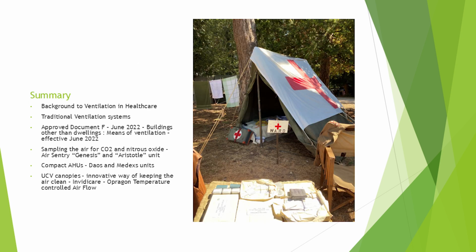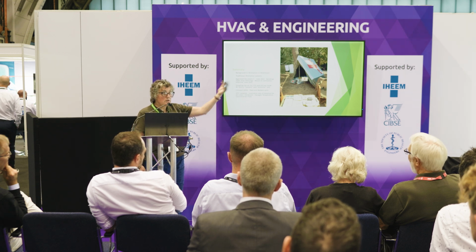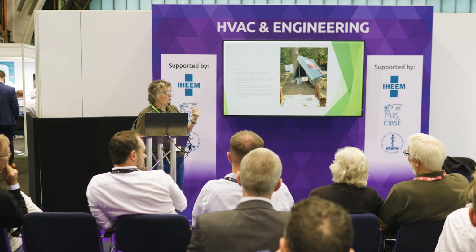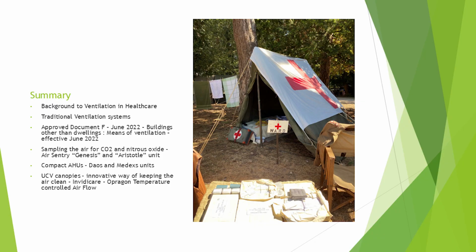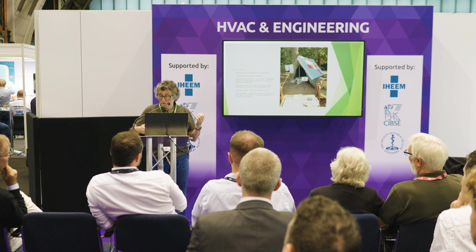So in summary, we had a whistle-stop tour of a background to ventilation in healthcare. We had a quick look at some traditional ventilation systems. Approved Document F, which is the legislation as applies to ventilation. Sampling the air for CO2 and nitrous oxide using some kit which is across the way. Compact air handling units. There's a lot of hospitals in big cities, for example, London, where they really don't have the floor space when they want to upgrade to put in big units. And finally, the Opragon temperature-controlled airflow system for doing ultra-clean operations.